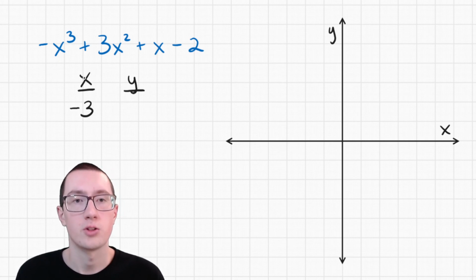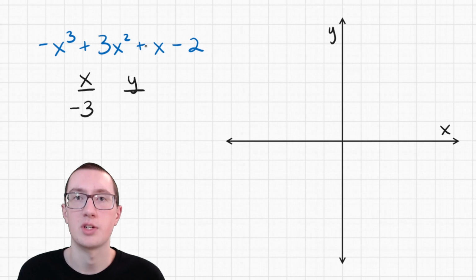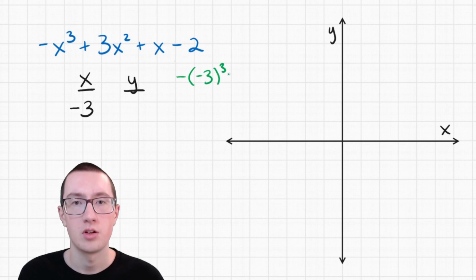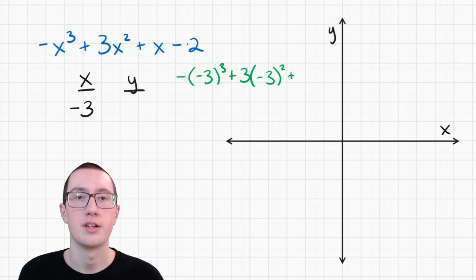It doesn't matter. What we're going to do is plug in -3 every time we see x. So x is going to become -3, and whatever number we get is going to become y. So let's rewrite this equation, but with -3 for x. We're going to have -3 cubed plus 3 times, and then x is going to become -3 squared plus, and then -3 minus 2.